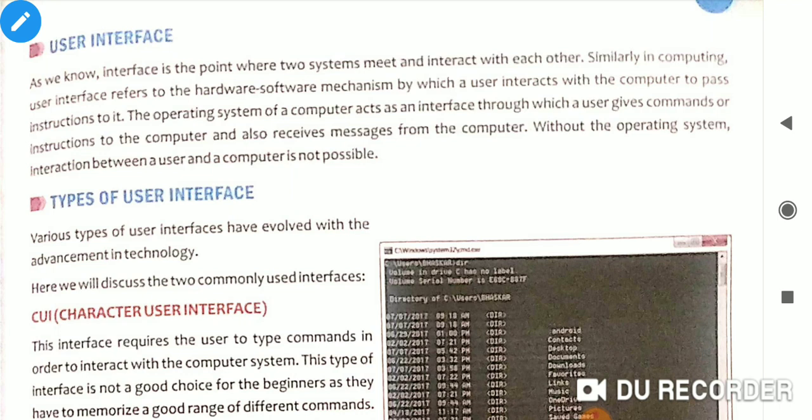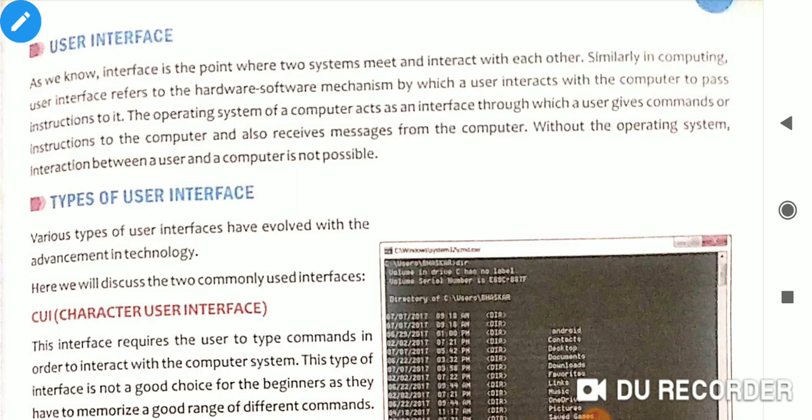The operating system of a computer acts as an interface. As I told you before, the operating system is basically an interface between the user and the computer. So the operating system acts as an interface through which a user gives commands or instructions to the computer on what to do. Without the operating system, interaction between user and computer is not possible.